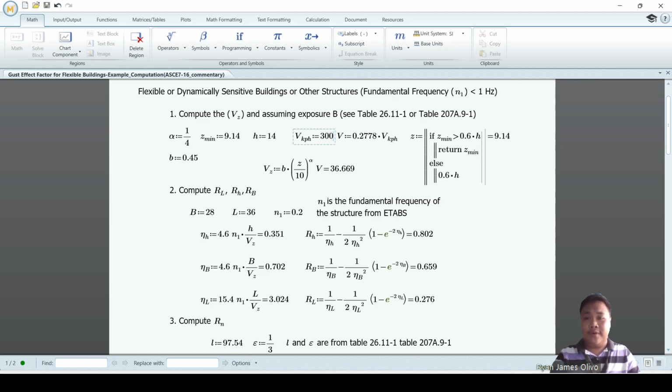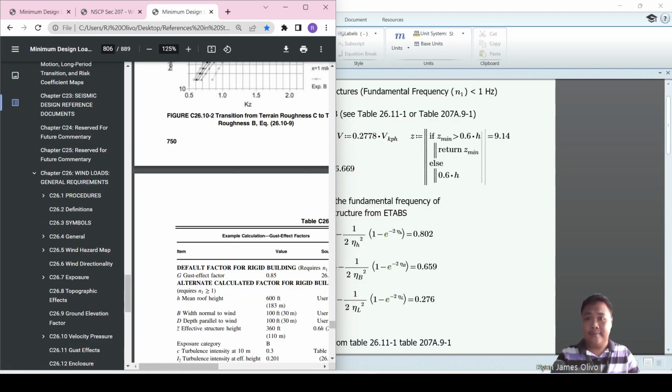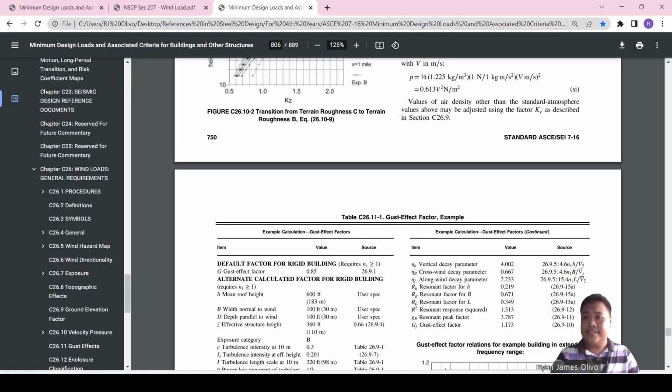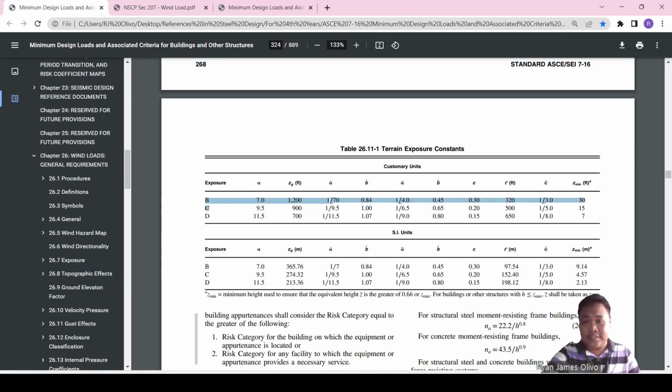So we have this one. We can get this in Table 26.11-1 or 207. So which table am I referring to? As you can see here, this is the table for different exposures. Just look for my other videos for my explanation about exposure categories. These are the parameters that we need. These are what we call the terrain exposure constants. Use these SI units.